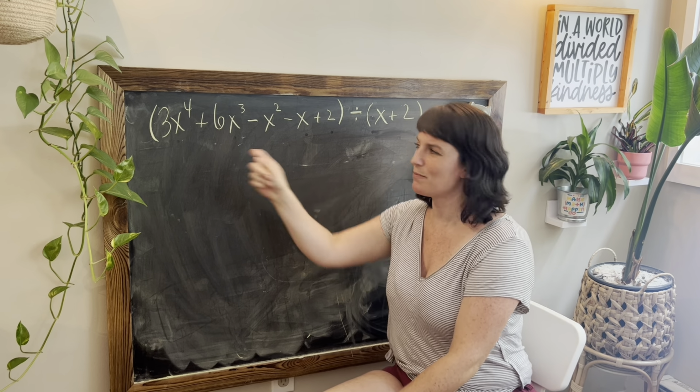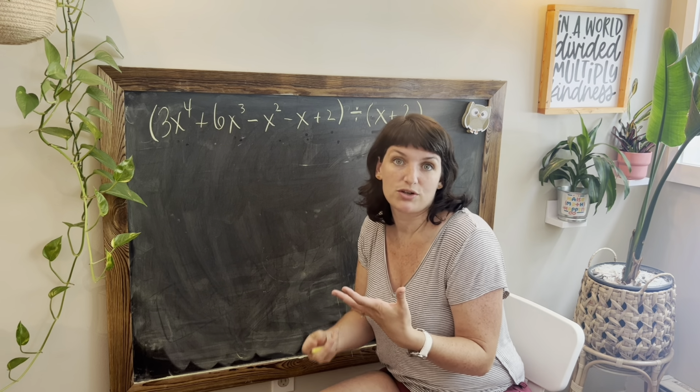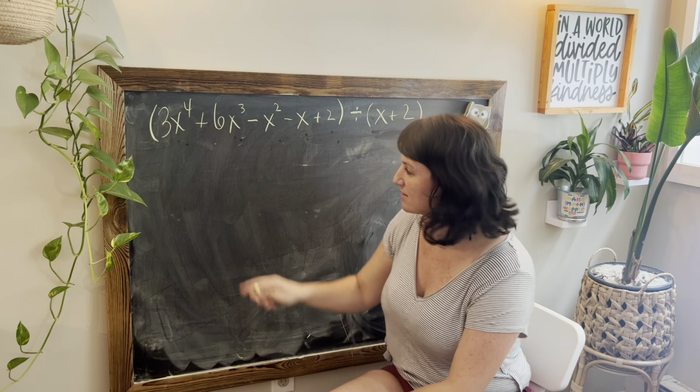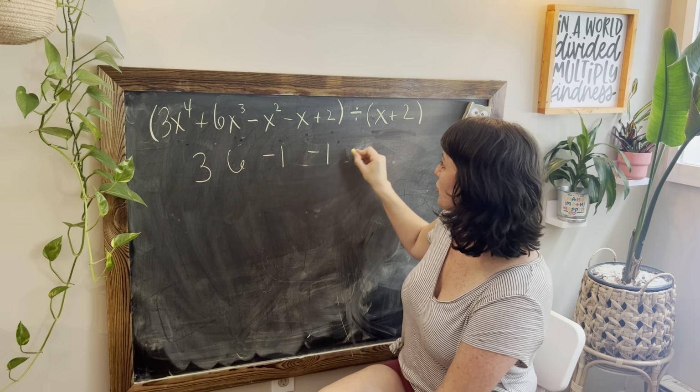Is there any missing term? 4, 3, 2, 1, 0. No. So we don't need any 0 placeholders. I'll do one with a 0 placeholder next. Okay. So we go ahead and write down our coefficients.